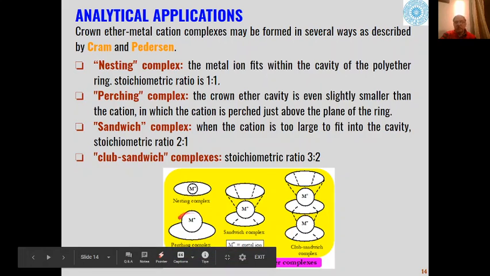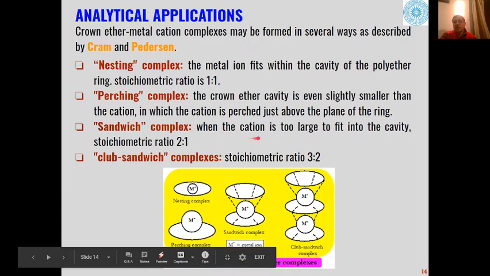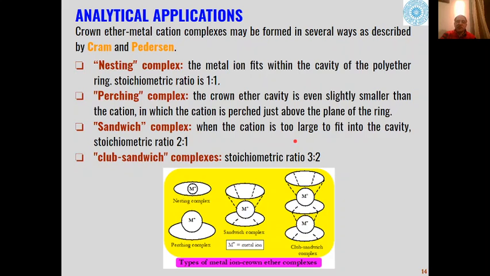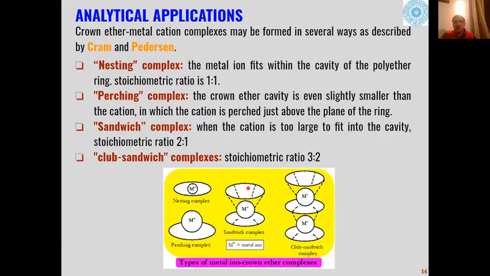Such a complex is called a perched complex. Then there is the sandwich complex. When the cation is very large and does not fit into the cavity, two molecules of the crown ether interact with one cation, so that the cation is sandwiched between the two crown ethers. Such complexes are called sandwich complexes.